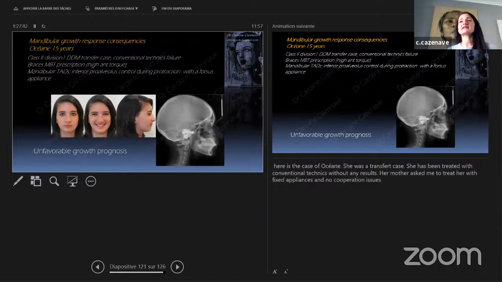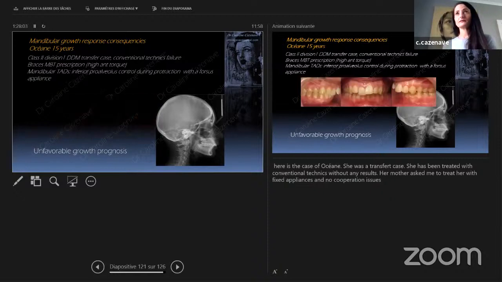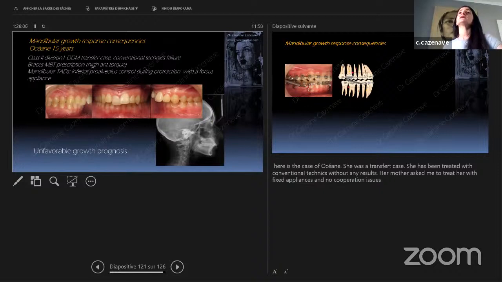Here is the case of Océane. She was a transferred case. She has been treated with conventional techniques without any results. Her mother asked me to treat her with fixed appliances and no cooperation issues. As you can see, she has a full class 2 molar relationship. She is 15, and we have an unfavorable growth prognosis.